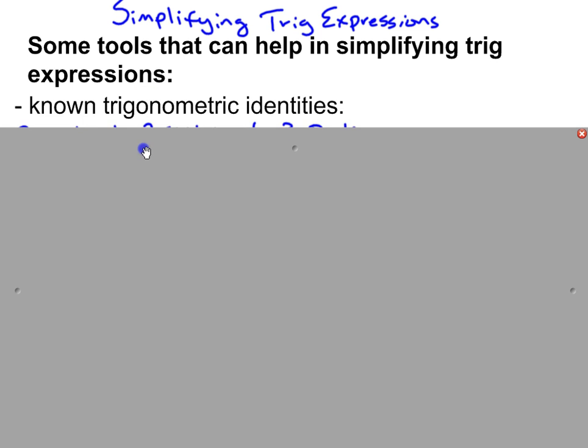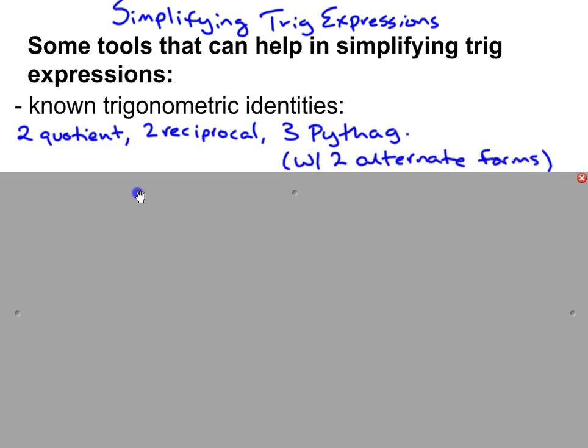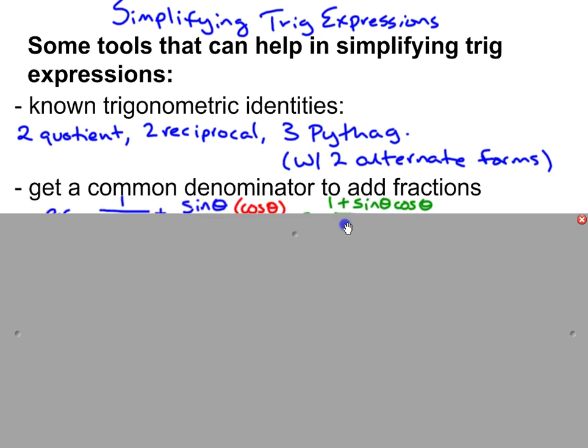I'm going to give you some tools that will help you when you're simplifying trig expressions. First off, you've got to know your trig identities, and so far we know 7 of them. You just learned that in the last video. We've got 2 quotient ones, 2 reciprocals, and 3 Pythagorean identities plus 2 alternate forms. Those tools are at your disposal. You should have those out while you're working on these so you know what to look for.